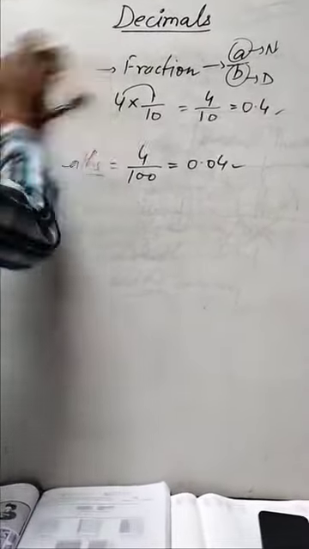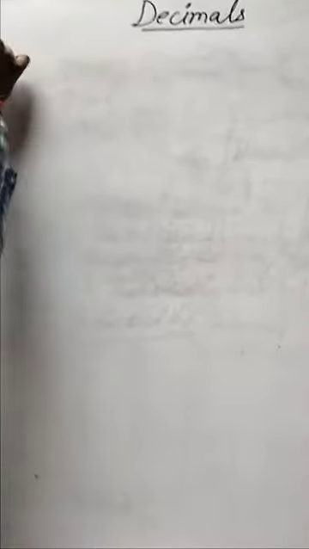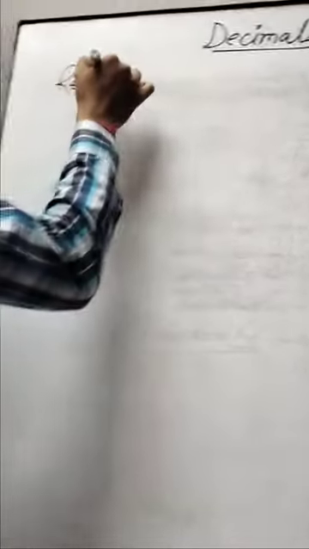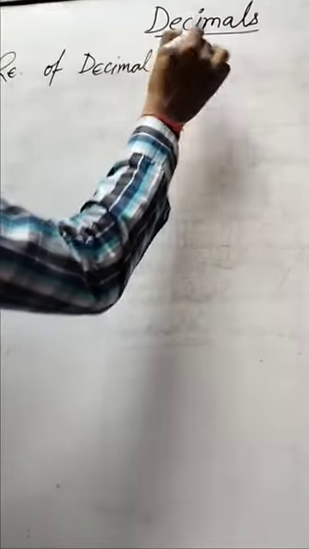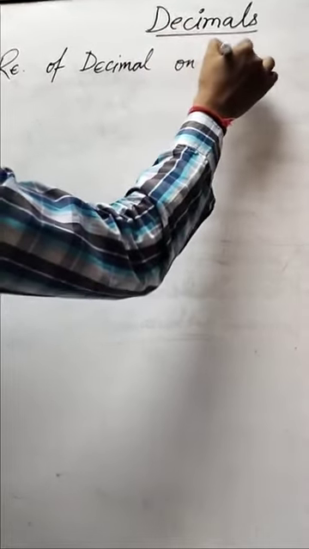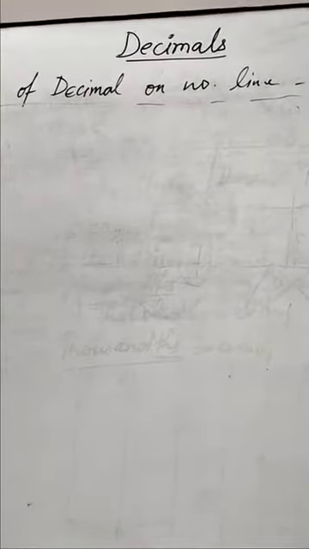Okay, next, how can you represent our numbers on the number line? Okay, so representation of decimal on number line, we will see this in short. I am writing here, representation of decimal on number line. Okay, so let's see, you already know the number line.